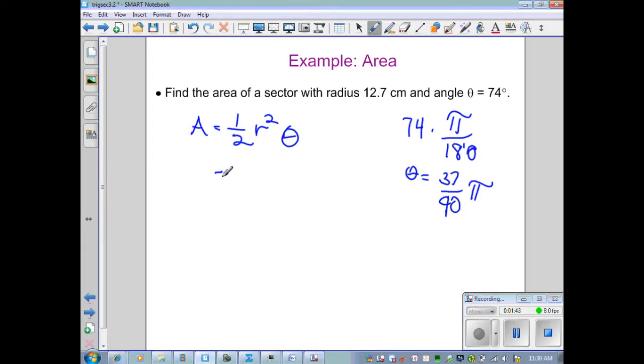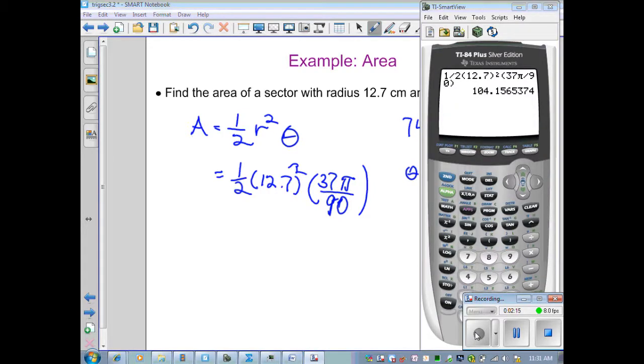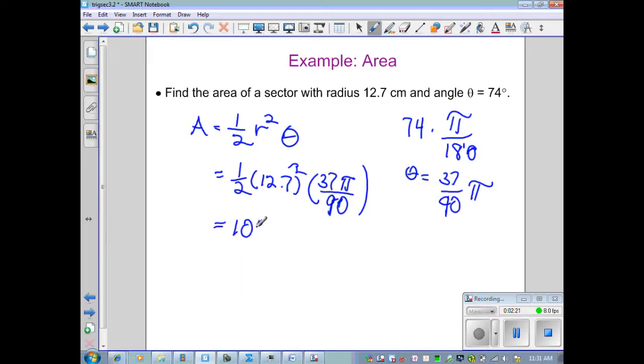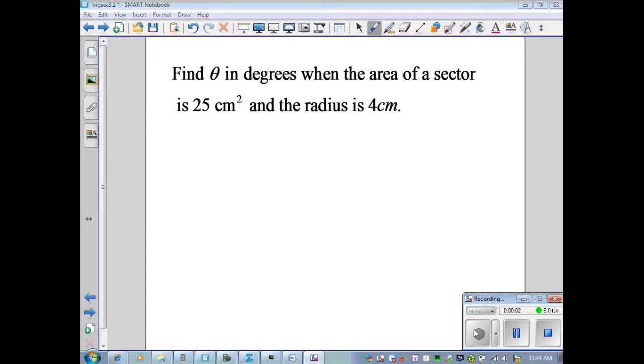Let's substitute our values into our formula: 1/2 r squared, where r is 12.7, and theta is 37 pi over 90. Now, I'm just going to enter this into a calculator and determine the area of our sector. From the display in the calculator, the area of my sector is 104.2 centimeters squared.